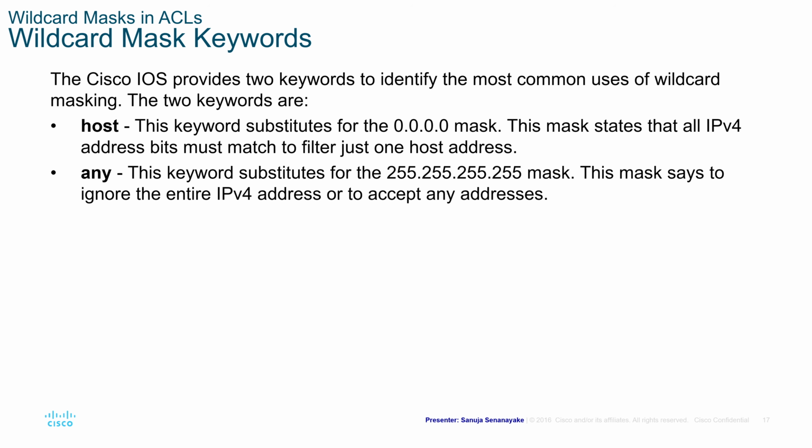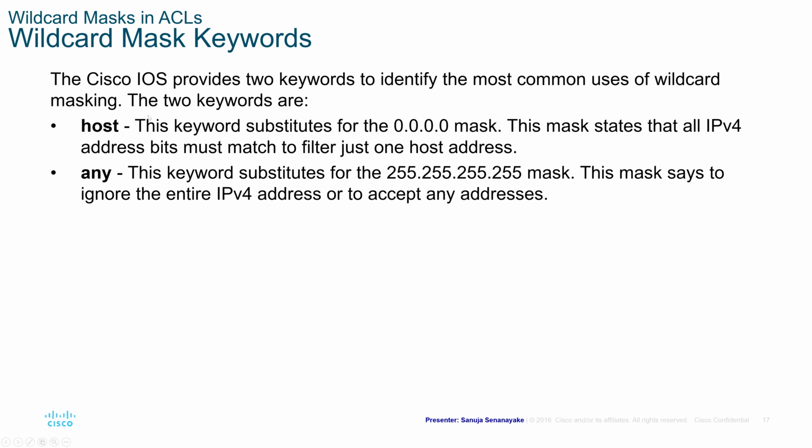Wildcard mask keywords. Cisco IOS provides two keywords to identify the most common uses of wildcard masking. The two keywords are host and any. Cisco IOS has built-in support for these keywords. So when you are using ACLs, the host keyword is a substitute for the 0.0.0.0 mask, and this mask states that all IPv4 address bits must match to filter just one host address.